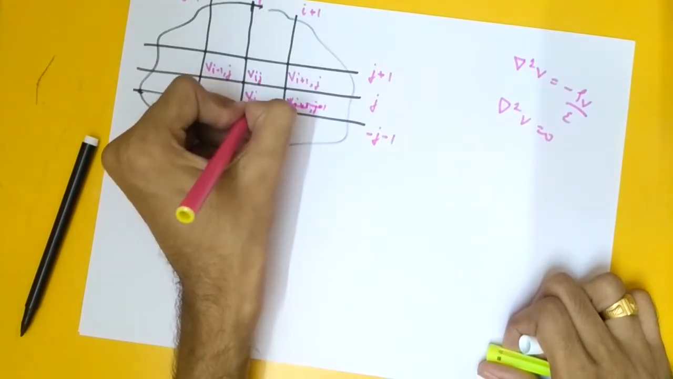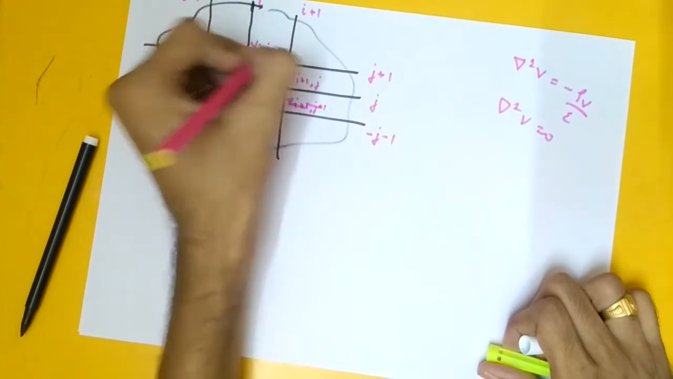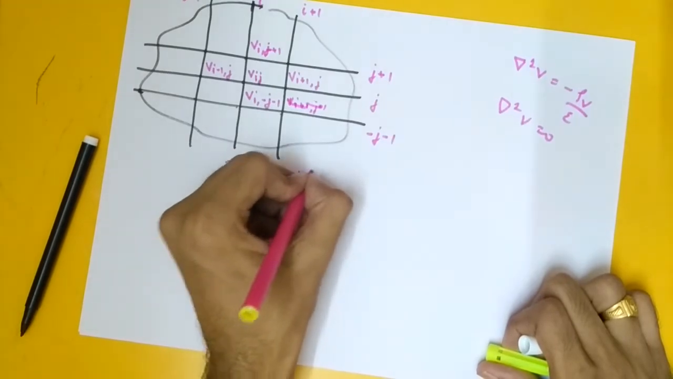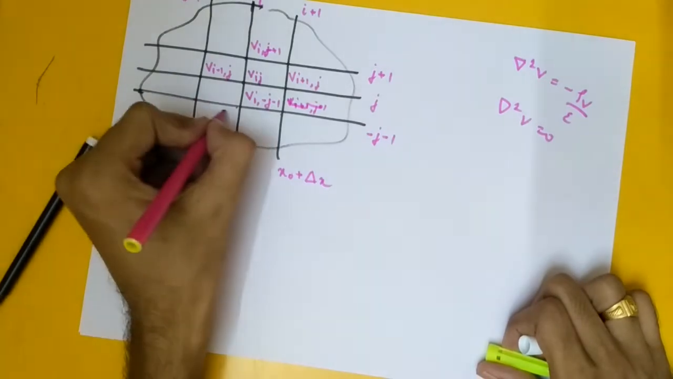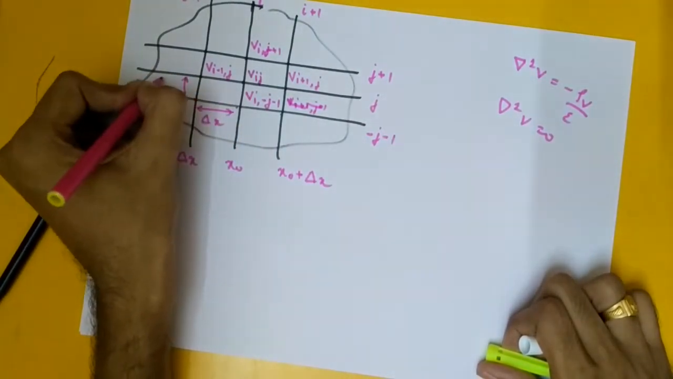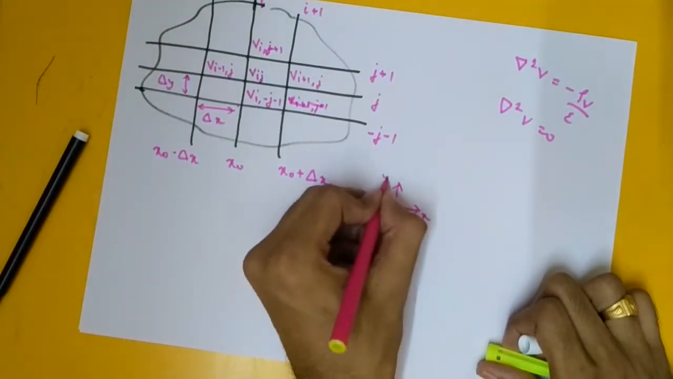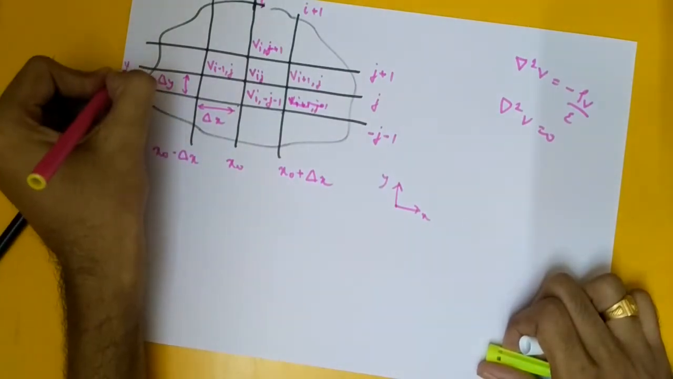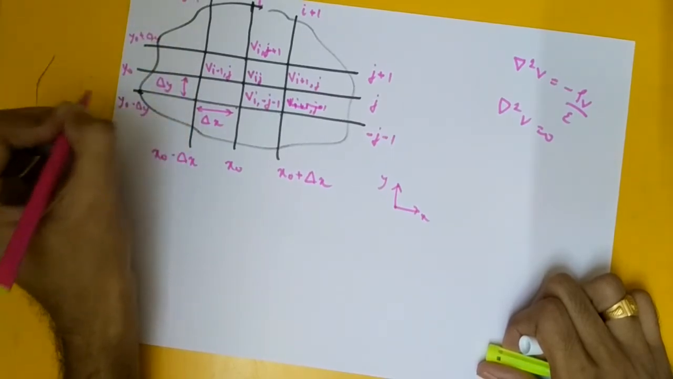So what will this be? V i, j minus 1. This will be V i, j plus 1. And let's say this is x naught plus delta x, x naught minus delta x. Where did this come from? Because I am assuming the distance between the lines to be delta x, and this is delta y. Let's say this is the x axis and y axis. Similarly this will be y naught plus delta y, y naught minus delta y.